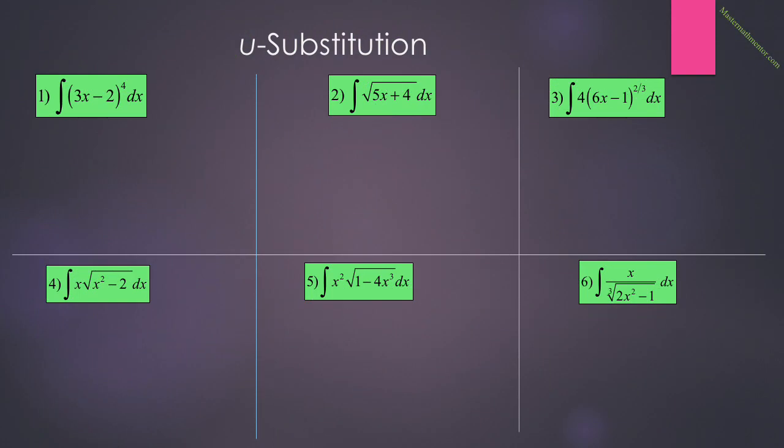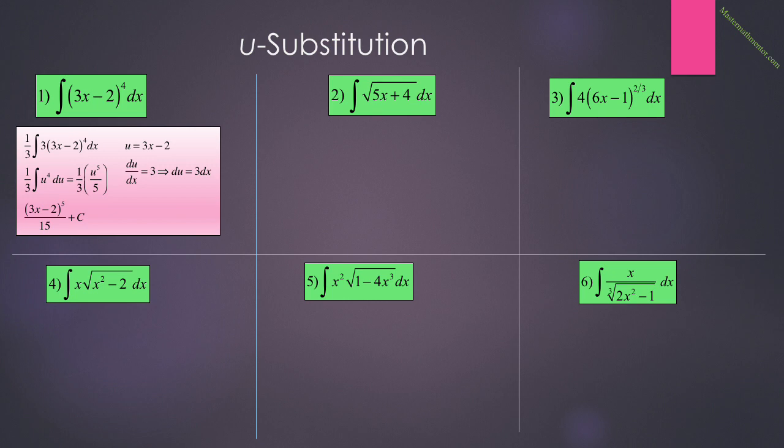The only way to get good at this is to do problem after problem. So here are 18 problems that will show all different variations on the same theme. Number 1 reads the integral of quantity 3x minus 2 to the fourth dx. I like to work in 2 columns. I like to show my u-substitution on the right-hand side and the bulk of the problem on the left.